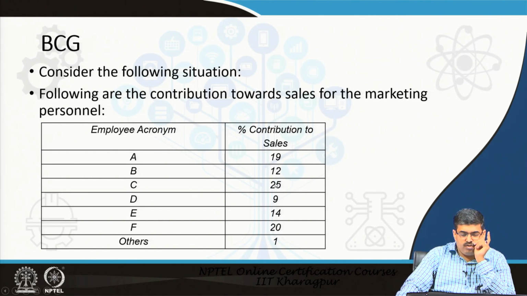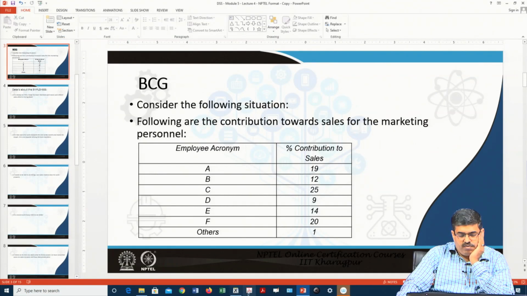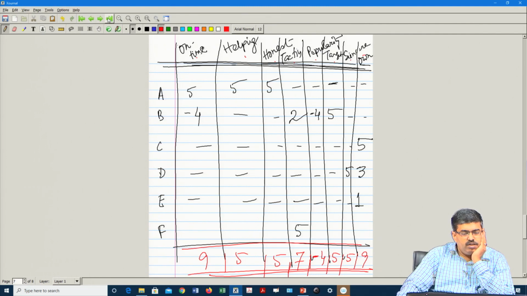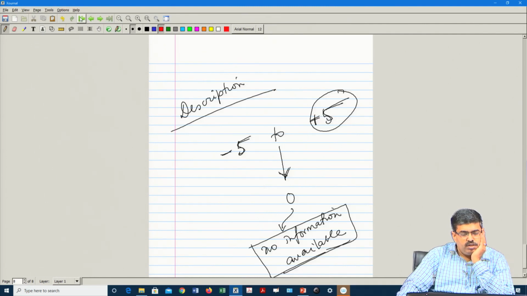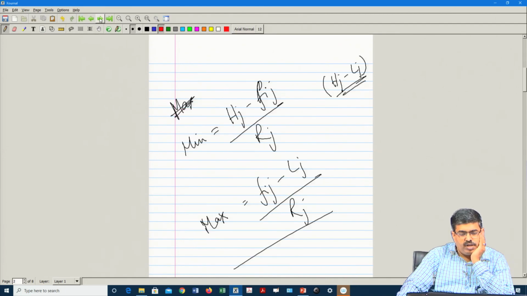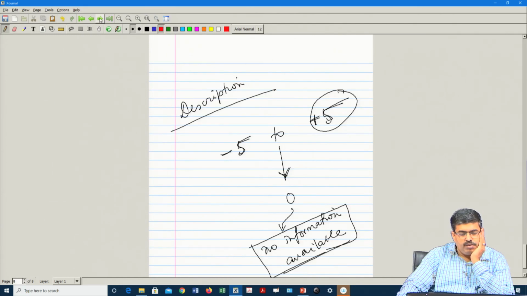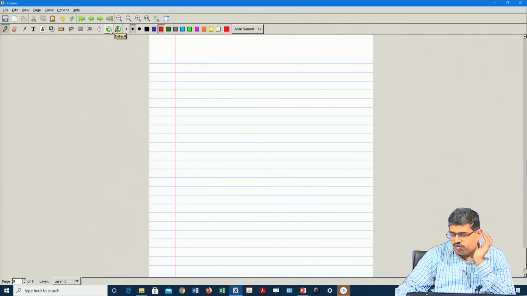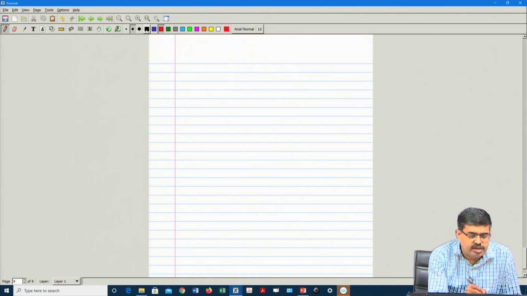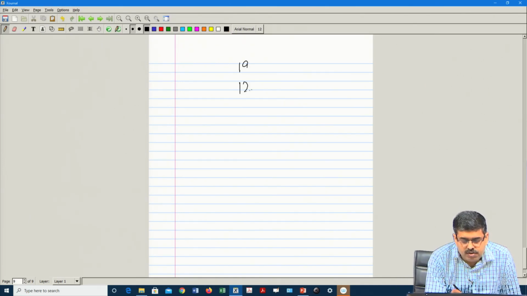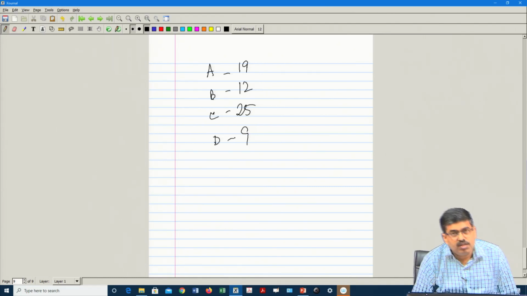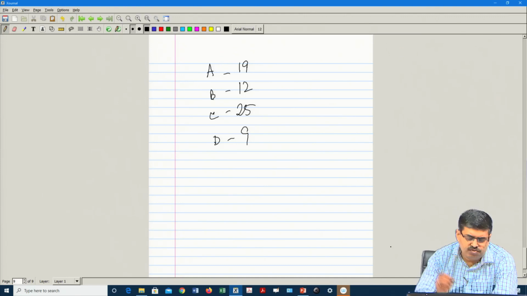Now, just remember these: 19, 12, 25, 9. Let us write it down. 19, 12, 25, 9. These are the market shares for these employees. We have another 2, but just 4 is enough.